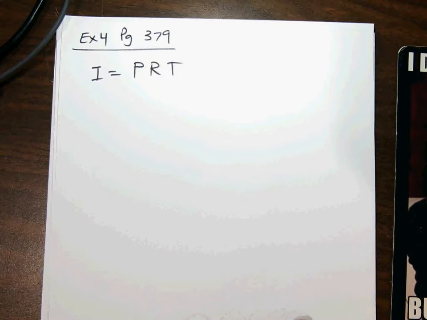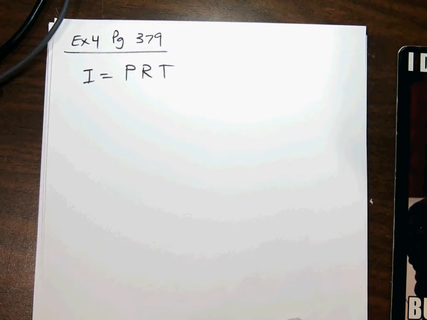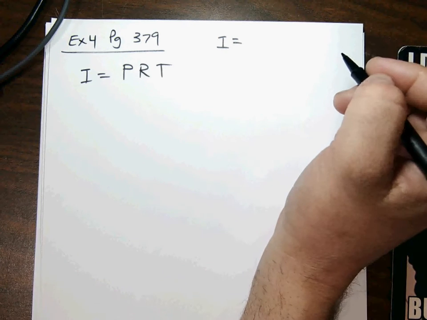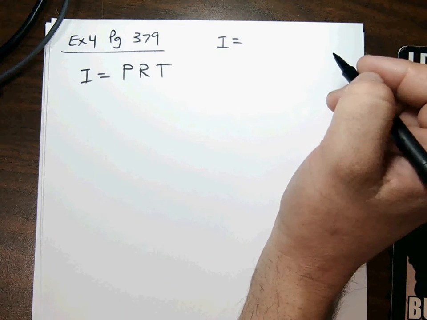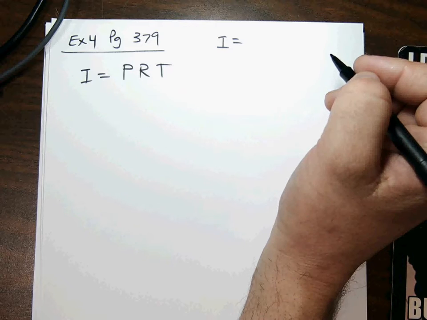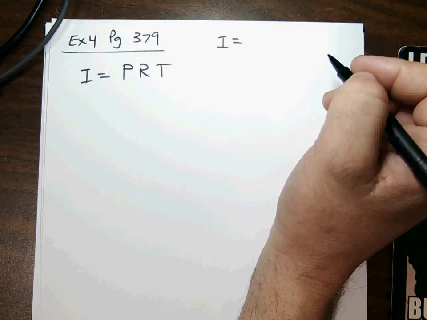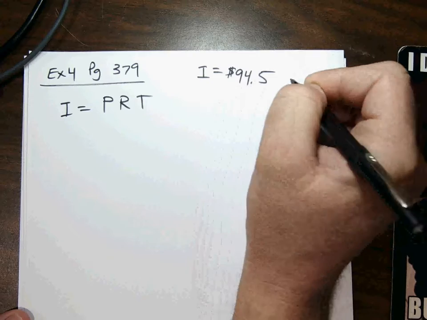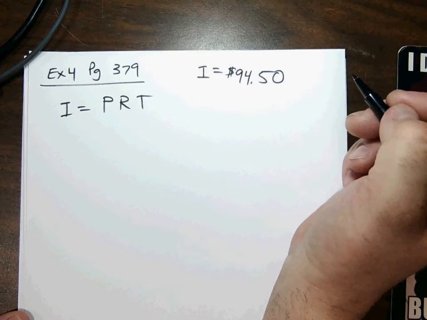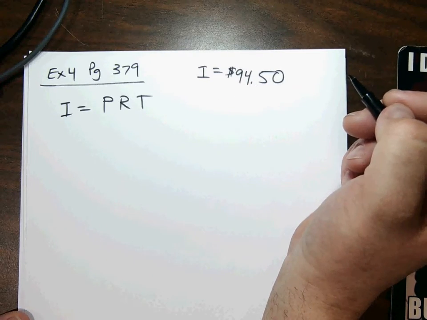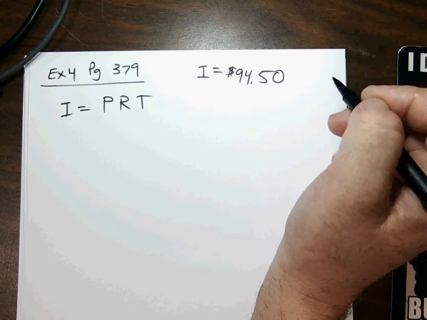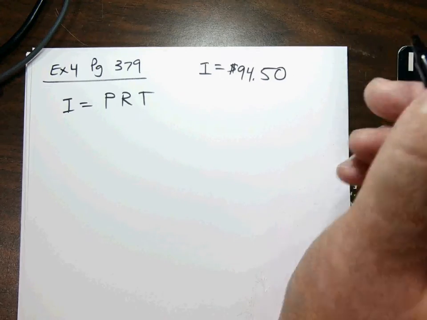Okay, we're given some information here. We are told I. So again, the formula is not really set up perfectly for us, because P is going to be our unknown, not I. It's set up right now for I to be the unknown, but that's just how the cookie crumbles. We want to earn $94.50. And the question is, how much money do we need to invest in this account in order to earn that interest?